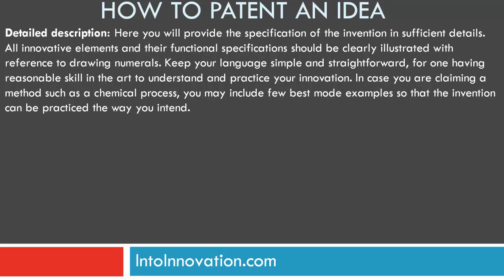Detailed description. Here you will provide the specification of the invention in sufficient detail. All innovative elements and their functional specifications should be clearly illustrated with reference to drawing numerals. Keep your language simple and straightforward, for one having reasonable skill in the art to understand and practice your innovation. In case you are claiming a method such as a chemical process, you may include a few best mode examples so that the invention can be practiced the way you intend.